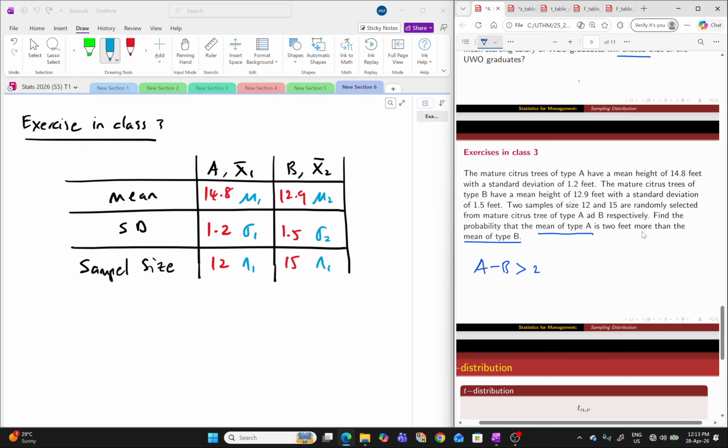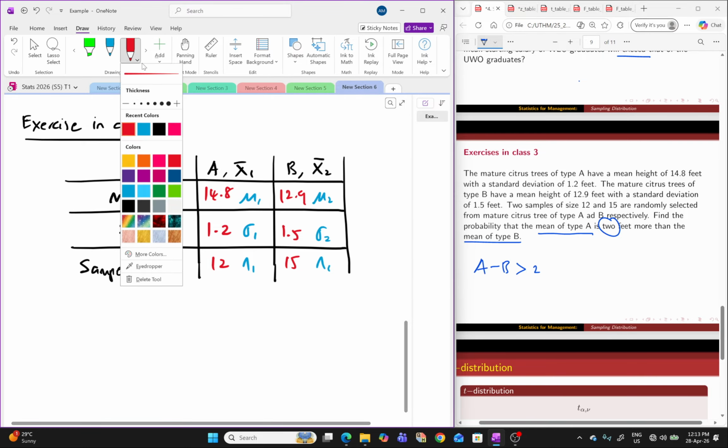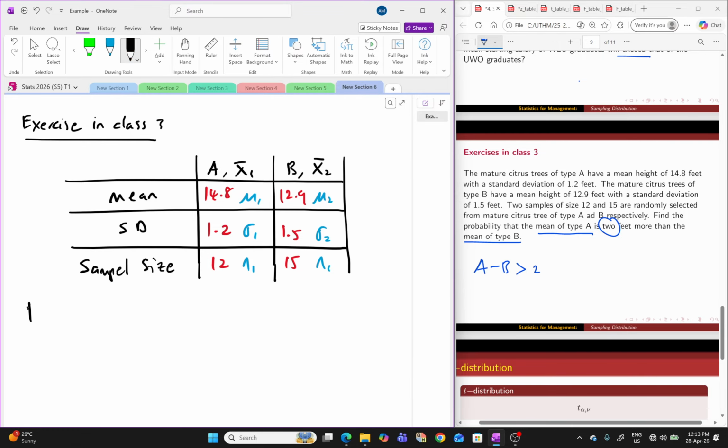Whether it says 2 feet more than, or less than, or at least, it all goes here. Whatever number it says, here it says 2, so put 2 here. So the probability of A minus B greater than 2.